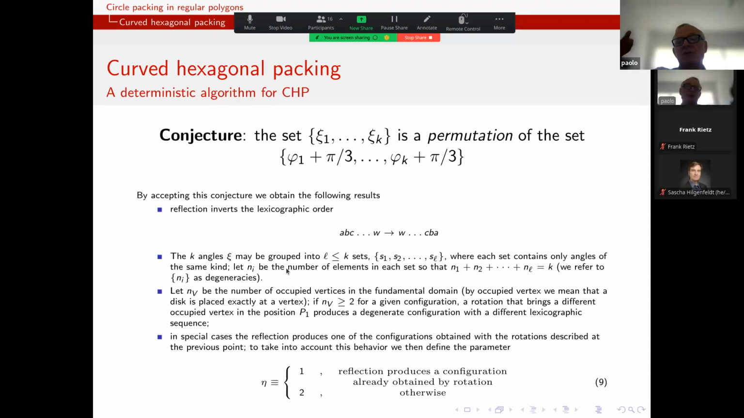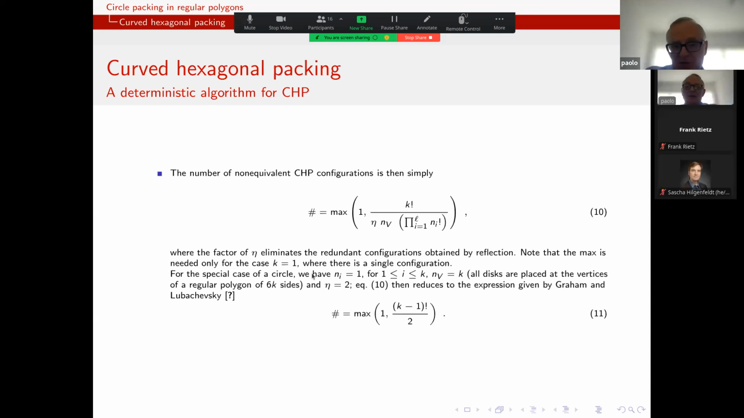So, these occupied vertices, if I rotate suitably the domain, it will give me another configuration, but essentially equivalent. Then, if the reflection generates a previously obtained configuration, I will essentially have to discard this configuration. And with this consideration, we managed to work out this formula. This is the general formula for a curved hexagonal packing in a regular polygon with sigma size, depending on the number of occupied vertices, depending on this theta, which is related to reflection.